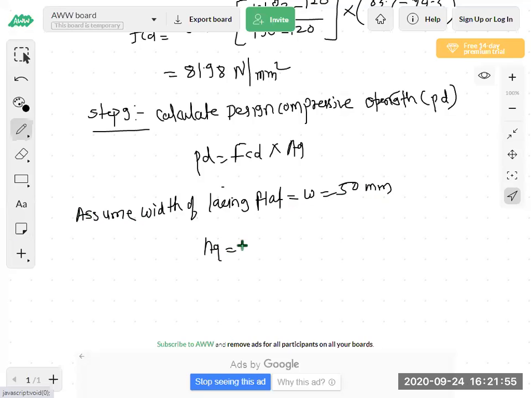So Ag is equal to W into t. So W is 50 into t is 12. So 600 mm square, correct? Yes, sir. Correct.